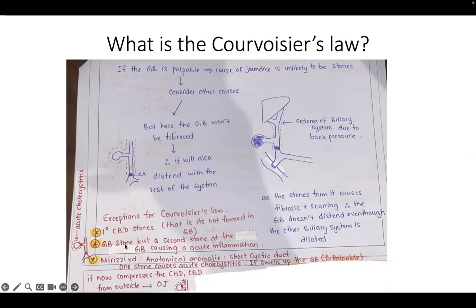The second exception is a gallbladder stone, but with a second stone in the gallbladder causing acute inflammation. That's what I have drawn here in the corner. This is a stone that has caused the distension of the system, but there is another stone that has caused an acute cholecystitis of the gallbladder. So there are two stones here. I hope you all understand this.